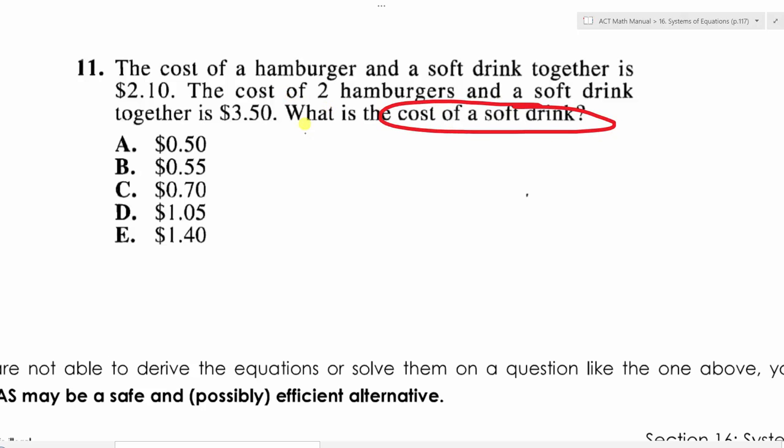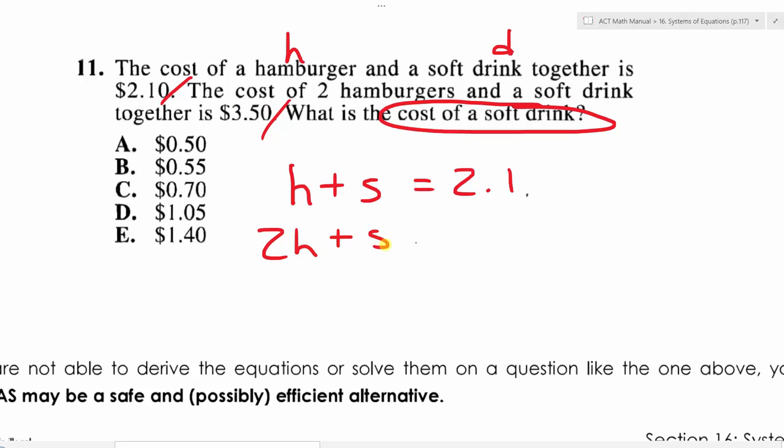So again, this is just a translation. Cost of a hamburger, I'll call the hamburger H. Cost of a soft drink, I'll call the soft drink D. So hamburger plus soft drink equals 2.1. Cost of 2 hamburgers and a soft drink, so that was the first phrase. Cost of 2 hamburgers and a soft drink together is $3.50. So that is 2 hamburgers plus soft drink equals 3.5.